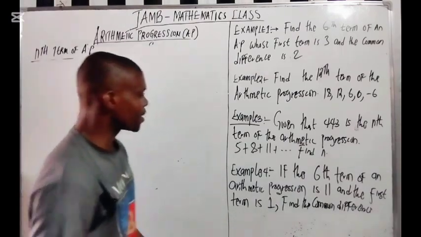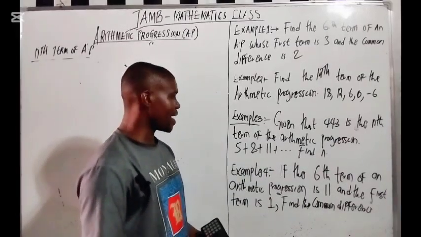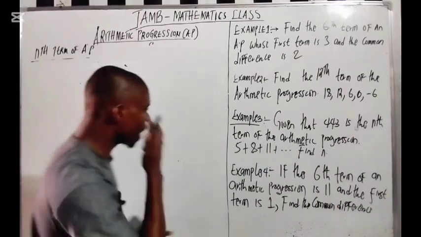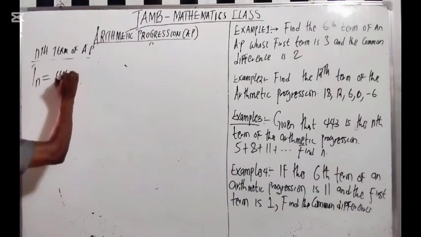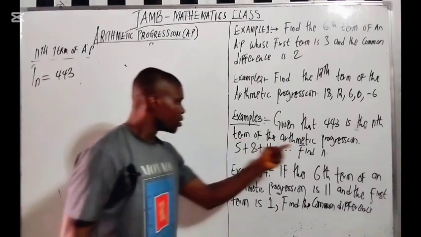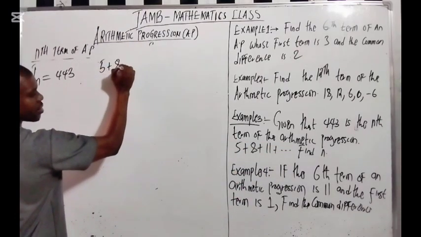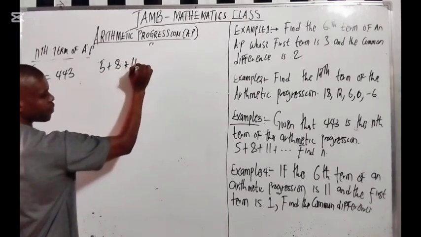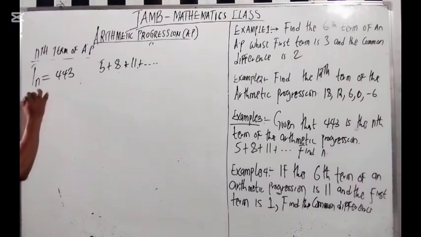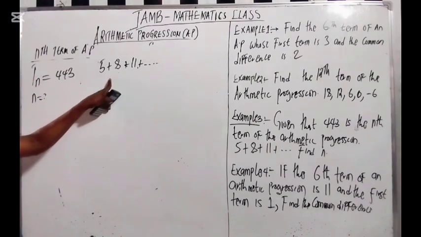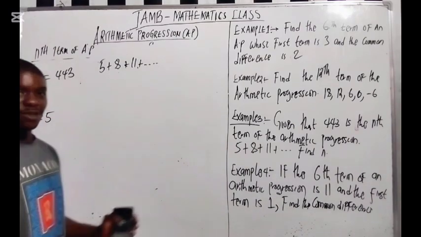So question 3 is that, given that 443 is the nth term of the arithmetic progression, so that is my nth term is equal to 443, right? Now look at the progression. The progression is 5 plus 8 plus 11 plus. Now they ask you to look for the n. So my first term a is equal to 5.